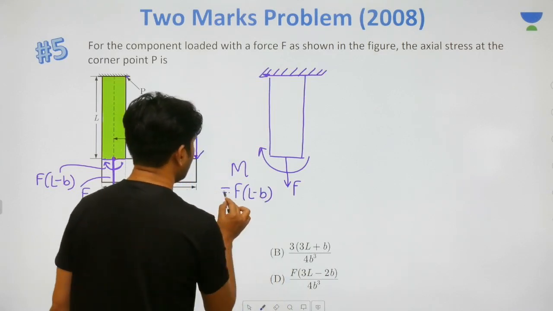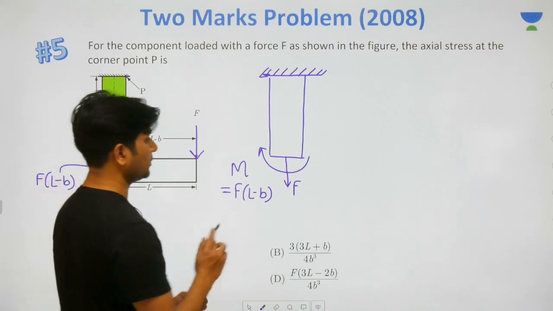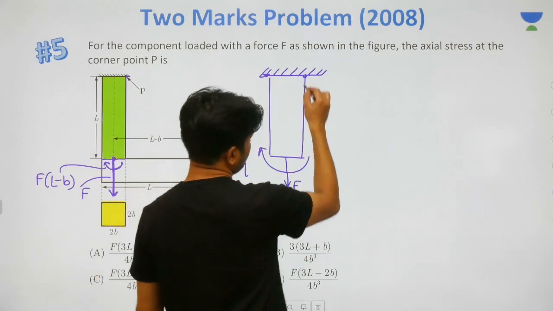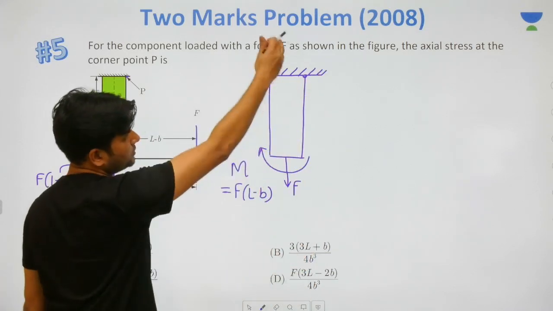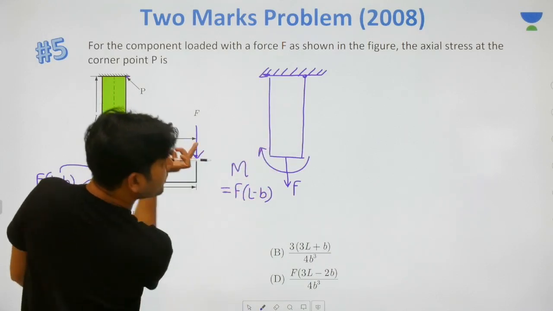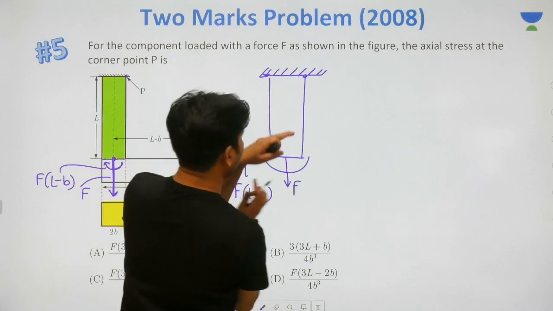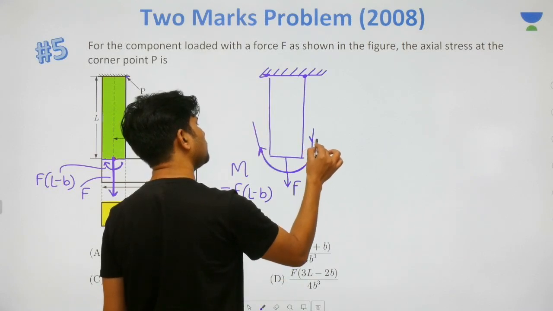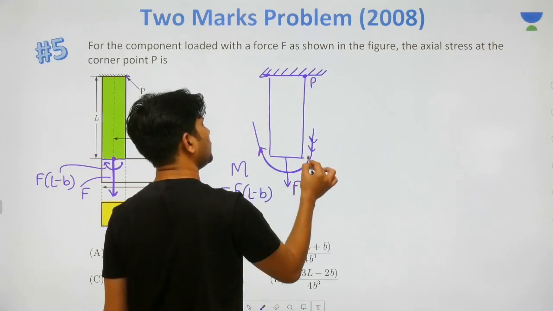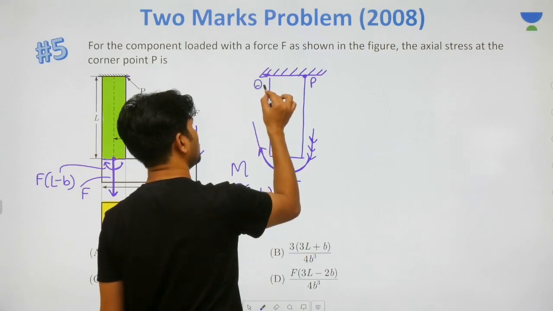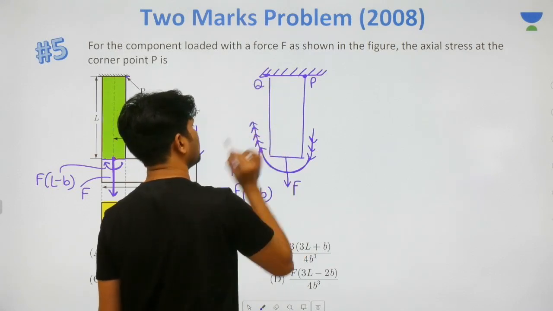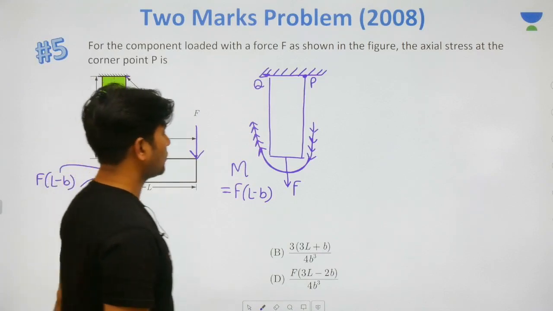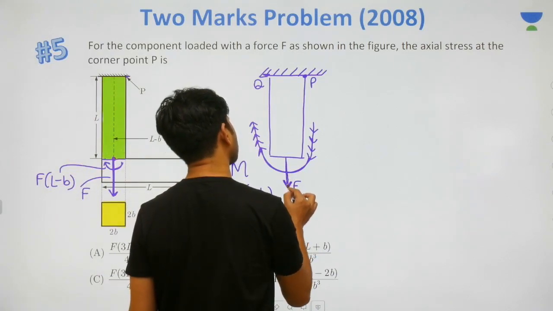Now you tell me, due to this axial load, what will happen? Naturally, there will be some tensile action. And due to bending moment, if you follow the line of action of the bending moment, at P you can very clearly see some tensile action, and at Q some compressive action, and you have this axial load also.